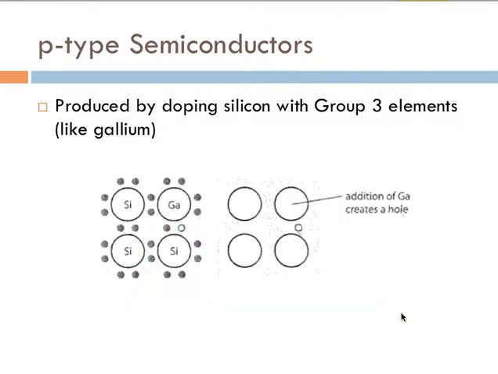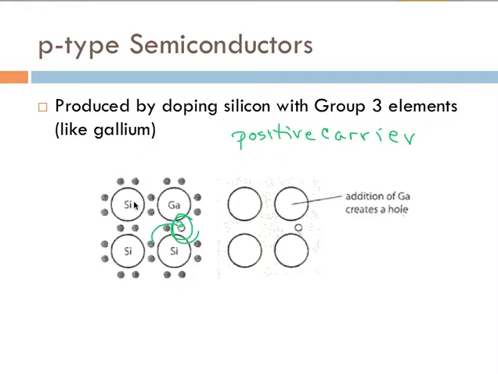Contrasted with the P-type, positive type semiconductor, it's doped with a group 3 element, such as gallium. Gallium only has 3 valence electrons, so this dopant introduces holes throughout the material, okay, and then you get electrons moving into the hole, leaving a hole behind, so you have that positive carrier and the migration of holes throughout the system.